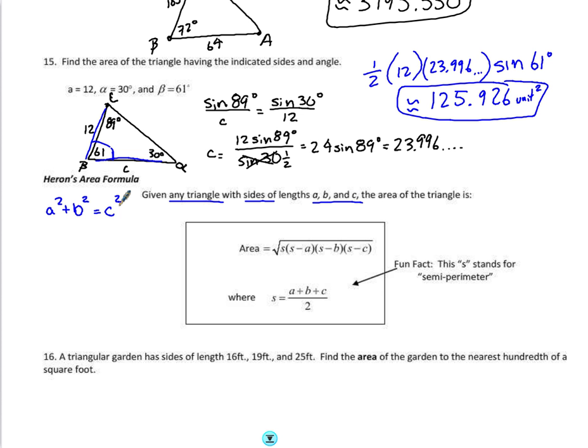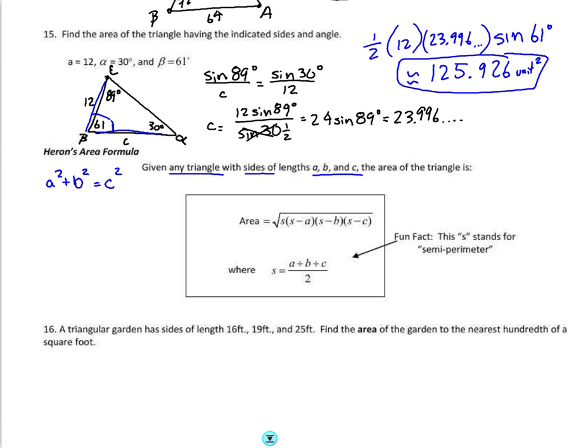Fun fact, the S stands for the semi-perimeter, which is interesting because it's taking the sides and dividing it by 2. Semicircle is half of a circle, so semi-perimeter is half the perimeter. I first figure out the sum of the three sides divided by 2 and use that within this formula. The area of a triangle is the square root of the semi-perimeter times the semi-perimeter minus A times the semi-perimeter minus B times the semi-perimeter minus C. Take the product of those four numbers and take the square root, and that's your area of a triangle.